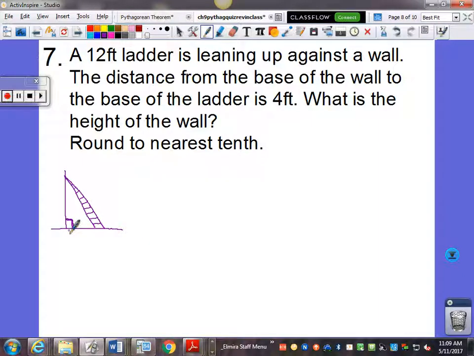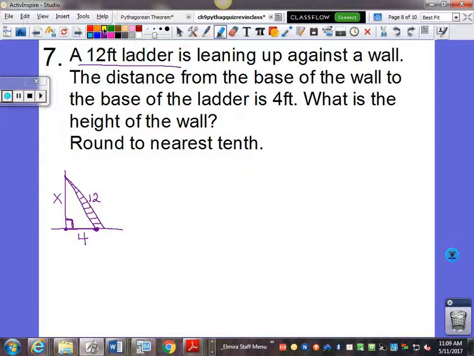Alright, and it says that the ladder is 12 feet. So I'm going to go to my diagram and put a 12 next to the ladder. And then it says the distance from the base of the wall to the base of the ladder, here's the base of the ladder, says that distance is 4 feet. And it wants to know, well, how high is the wall? Or how high does the ladder reach?